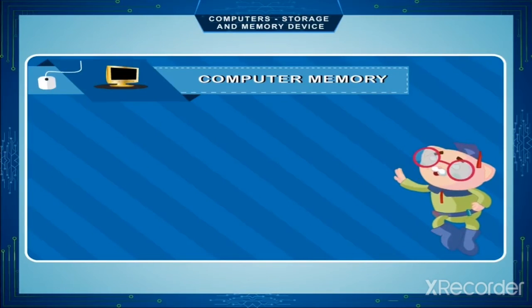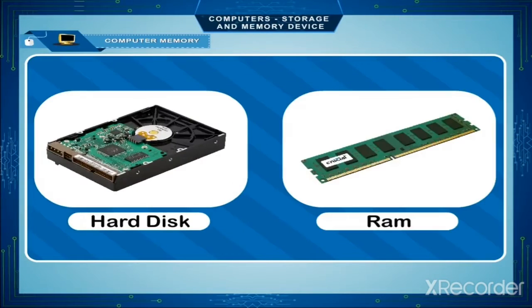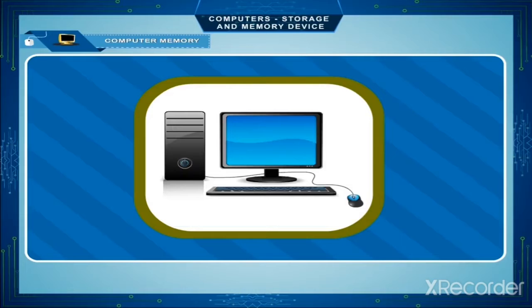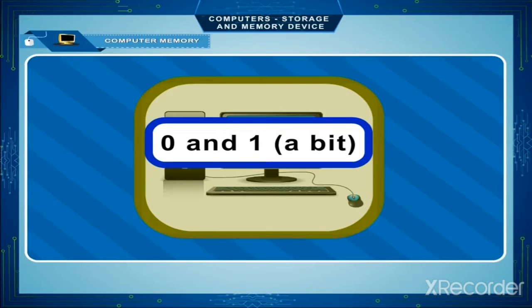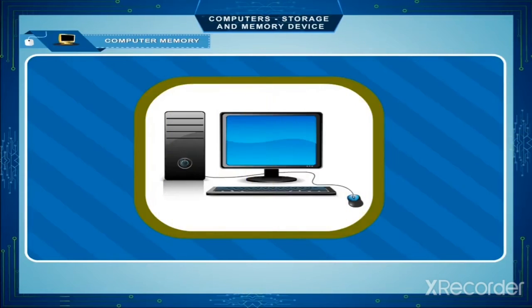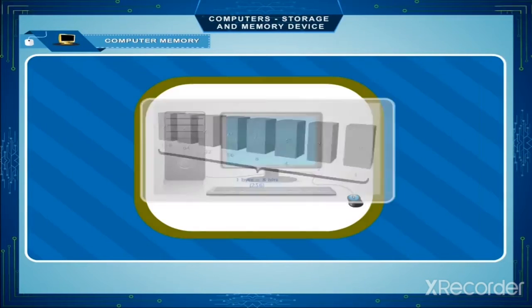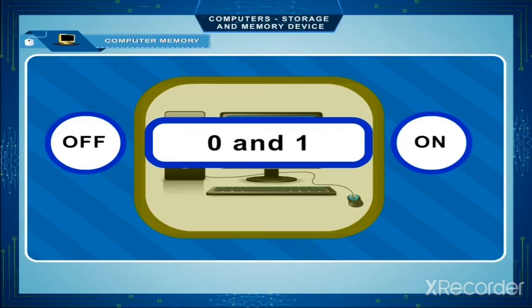Computer memory. Computer memory is measured in terms of bytes. 1 byte is capable of holding 1 character. Each information is represented within the computer memory using binary digits 0 and 1, a bit. A combination of 8 bits makes a byte. Binary 0 and 1 represents 2 states, off and on.